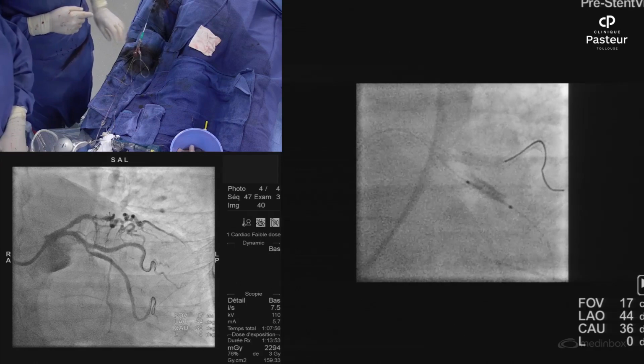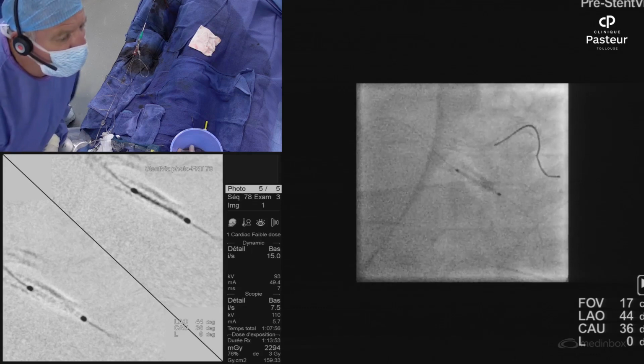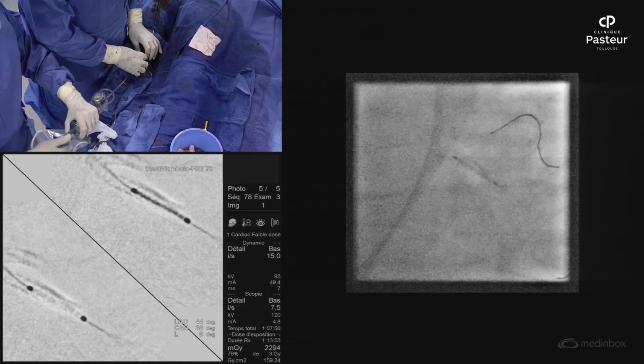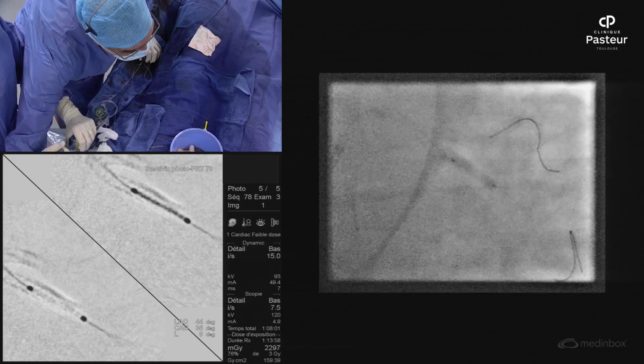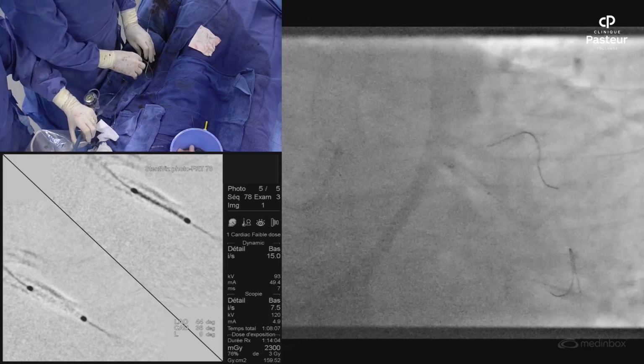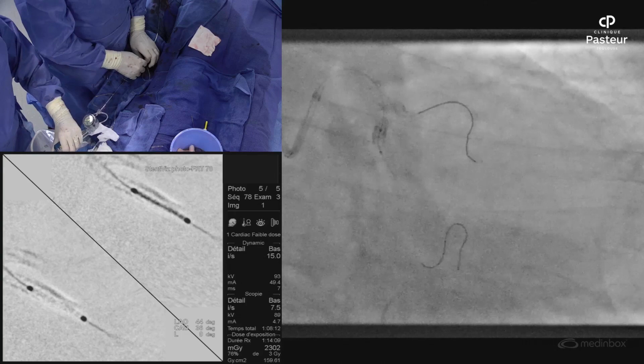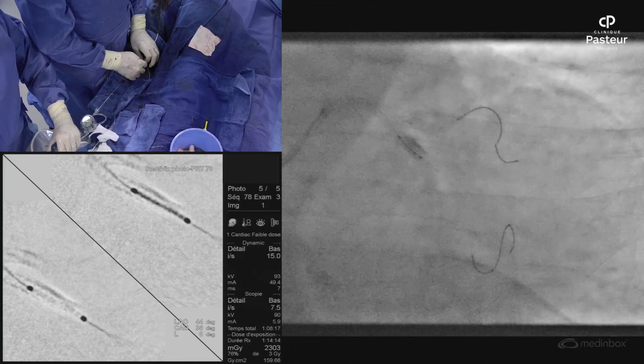Okay, it is good. Maybe we can pull back a few millimeters. What do you think? No, it's okay. We are just at the edge. Oh, okay. Just at the edge is okay. You can deliver it. Okay. Perfect. Good. A little bit more proximal in order to do the junction of the two stents. Okay. Here it's okay. Take 18. Can take 20. Okay, very good.